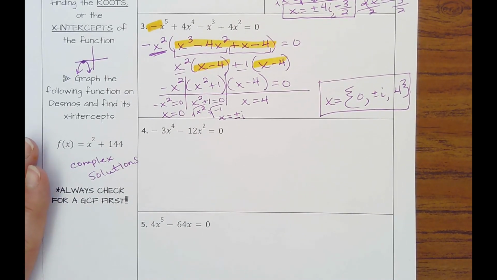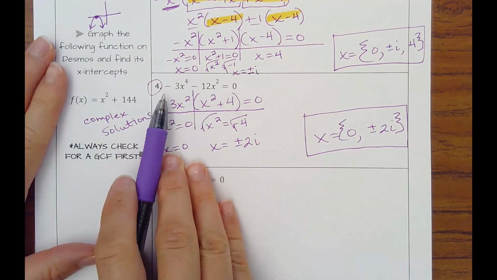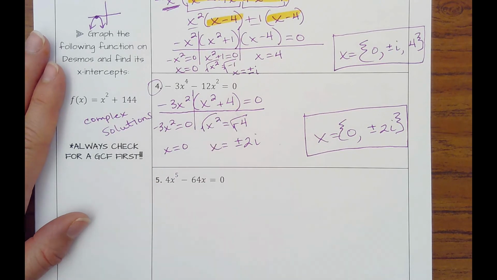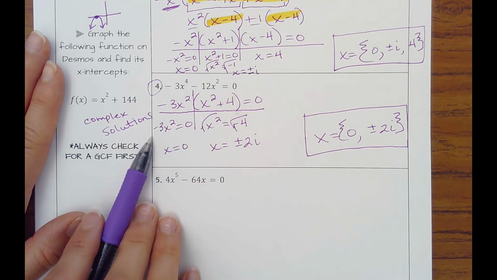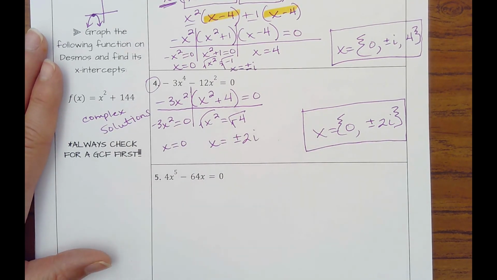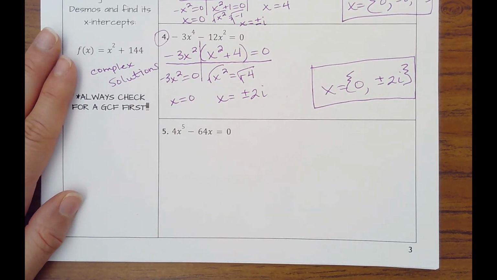Okay. Number 4, you can try this one. So pause and try it by yourself. All right, since the leading term was negative, I took out a negative 3x squared. That left me with an x squared plus 4. This is always going to get a 0. When you have a monomial times x, the only possible thing is 0. And then when I square root negative 4, I get plus or minus 2i. Hopefully that went okay. You can go ahead and try number 5 as well.